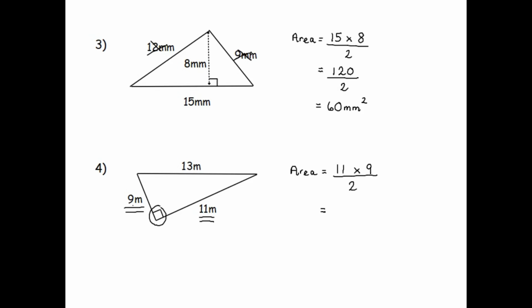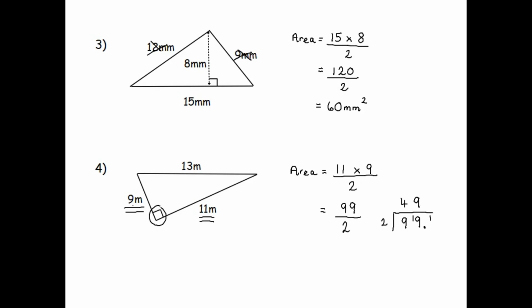11 times 9, 99. Our 11s are a nice times table to remember, and we want to divide it by 2. Again, 99, an odd number, will put some people off. So, like I said before, if in doubt, bus stop, 99 on the inside, 2 on the outside. 2 goes into 9 4 times with 1 left over. 2 times 4 is 8, carry the 1. Now we've got how many 2's go into 19? 2 fits into 19 9 times. 9 times 2 is 18 with 1 left over.